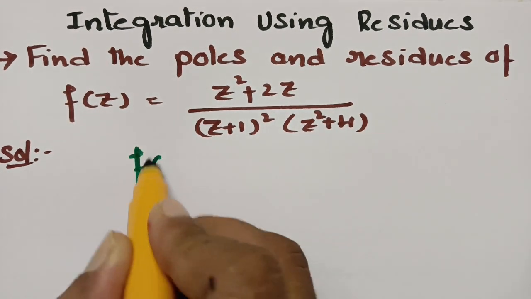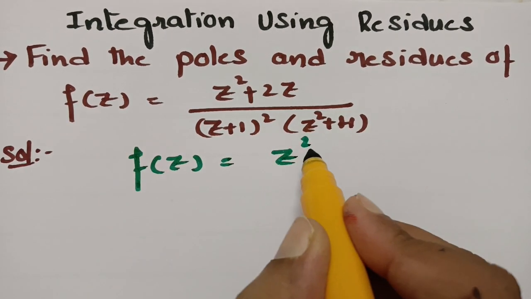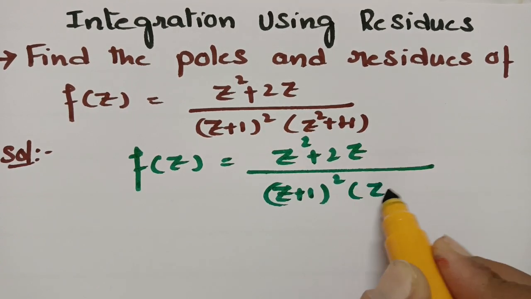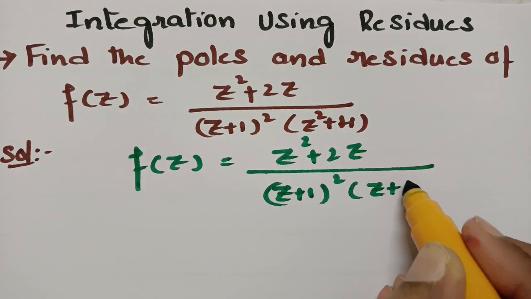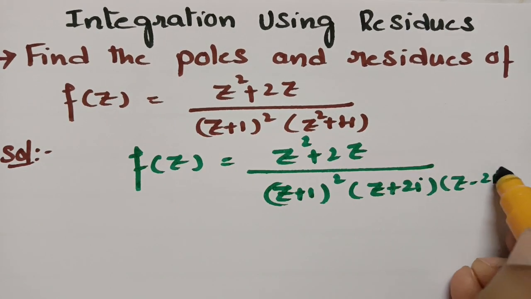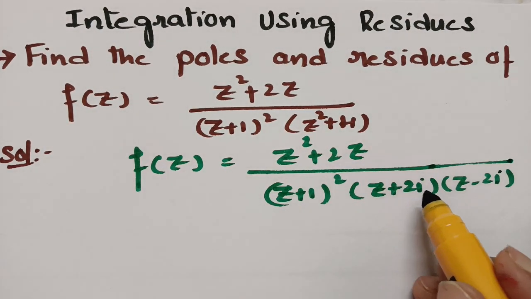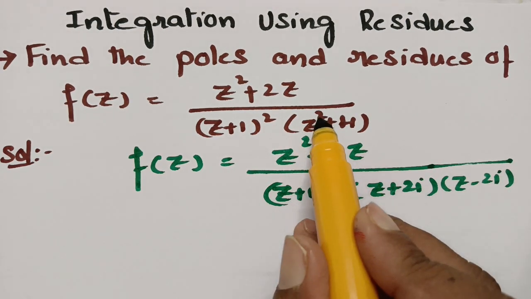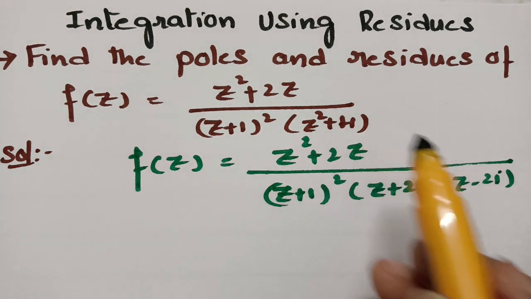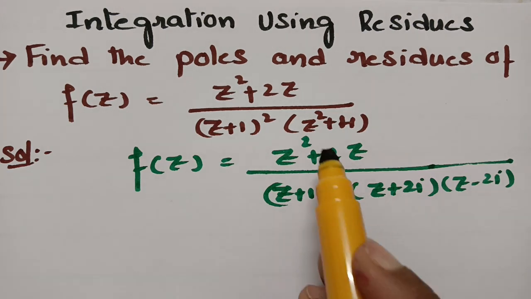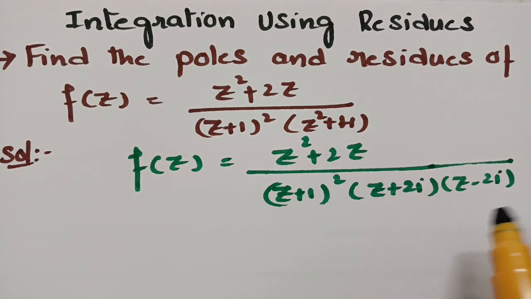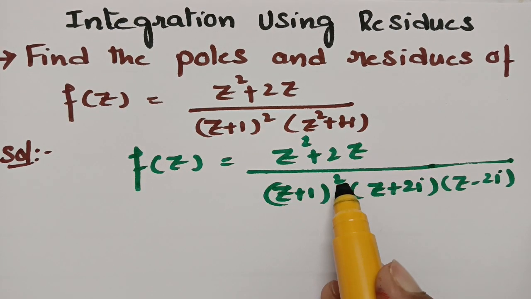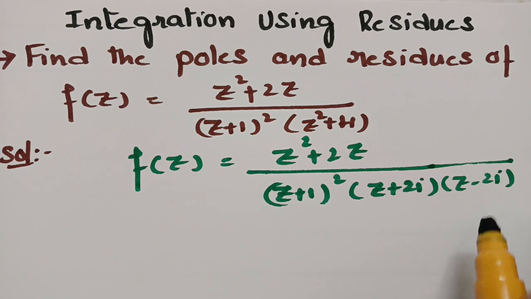So here, the function f(z) is given as (z² + 2z) / ((z + 1)² (z² + 4)). The term z² + 4 can be written as (z + 2i)(z − 2i). This is of the form (a + b)(a − b), which equals a² − b². So this is z² − (2i)². Now i² is nothing but −1, so this becomes z² + 4. So I have made a factorization, and f(z) can be written as (z² + 2z) / ((z + 1)² (z + 2i)(z − 2i)).